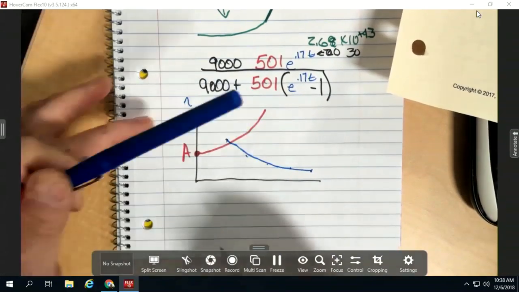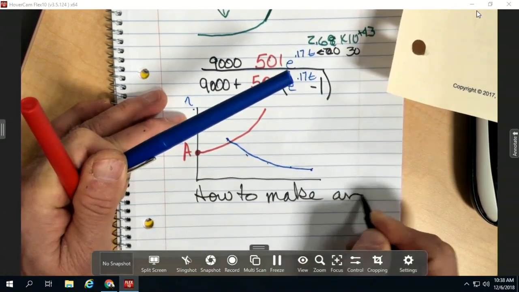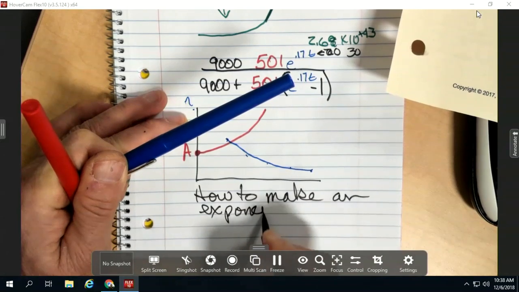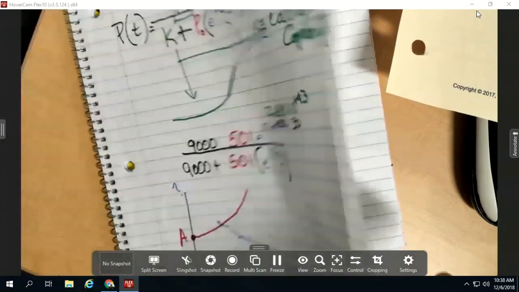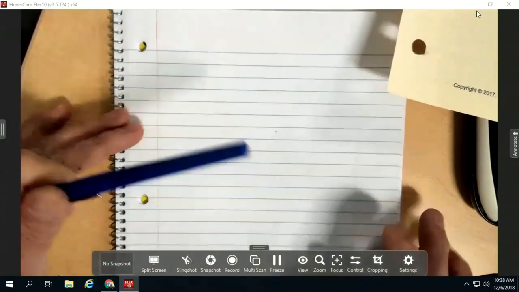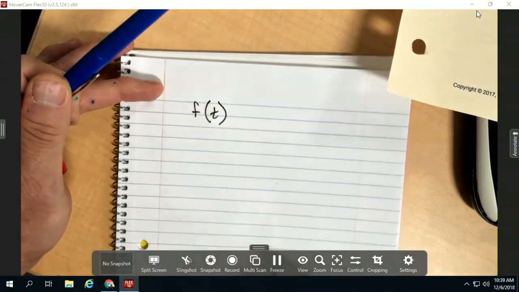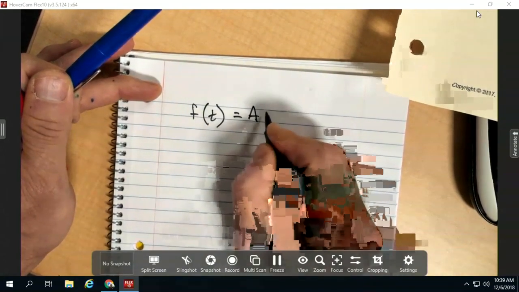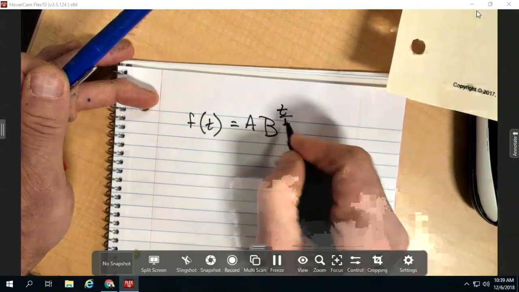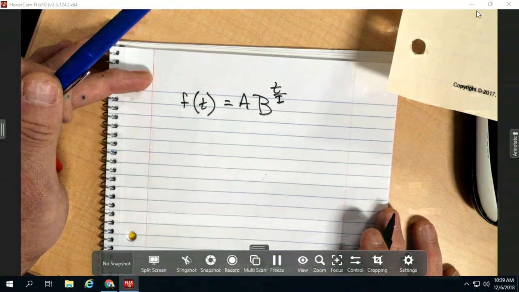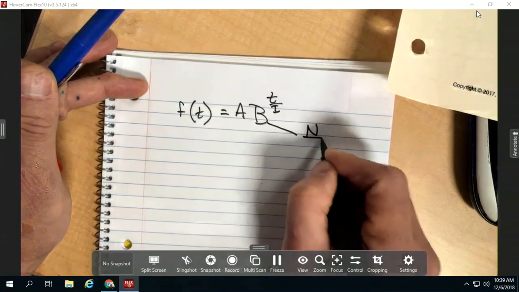What is the value at that point? So we're going to learn how to make an exponential model. Here's how you do it. Step 1. For a function, as a function of time, for an exponential, you have a times b to the t over your interval, whatever that interval is. This b is the ratio of the new to the old.